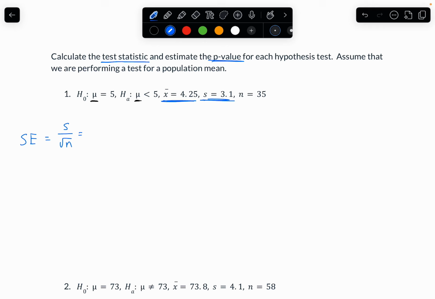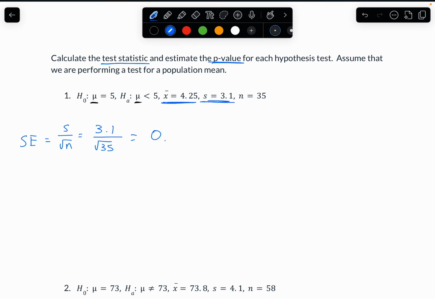So s, it tells me, is 3.1 divided by the square root of n. Remember, that's my sample size, which is 35. So I'm going to grab my calculator, 3.1 divided by the square root of 35, and I ended up with 0.524. We'll go ahead and round to 3 decimal places here. And there's our standard error. There's our first step. Once we have that, we can go and calculate our test statistic.